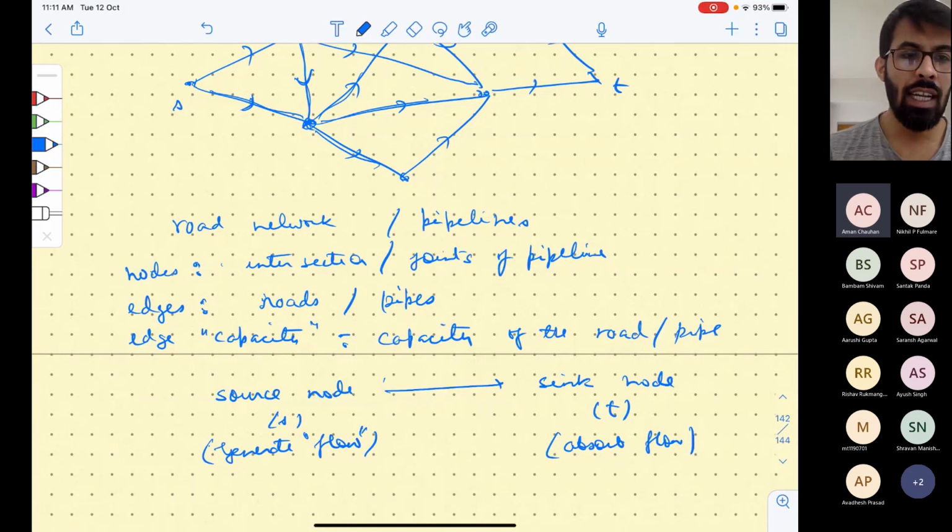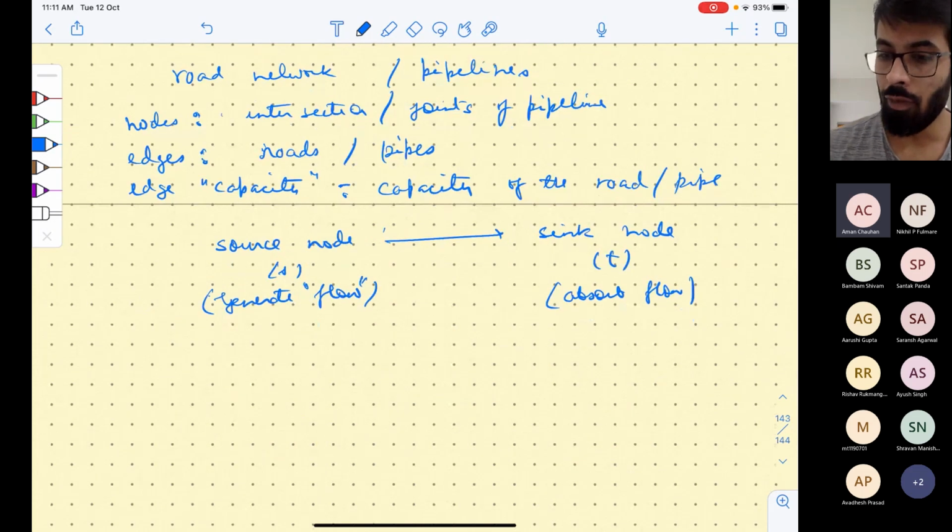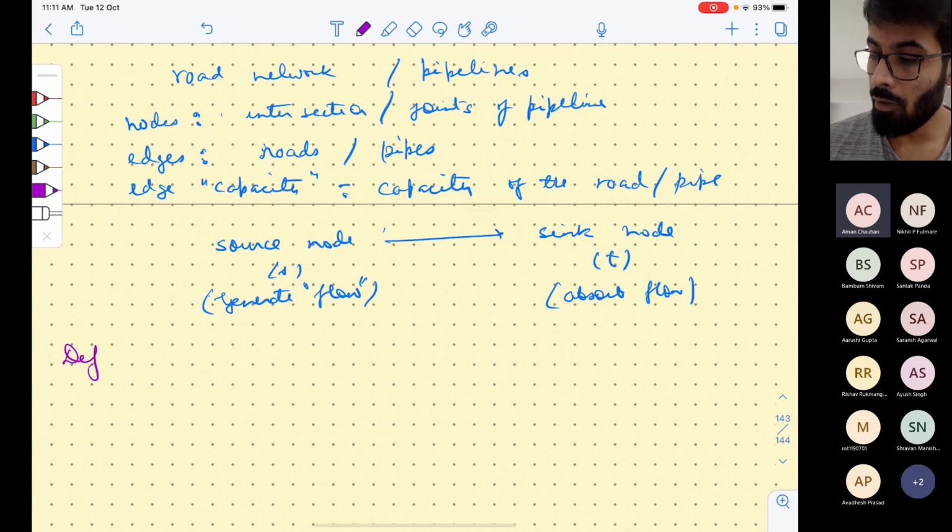So this is the very rough high level idea of what we'll be doing, but we'll be coming to everything formally now. What are these things and how do we define them very formally? Okay, so let's define what a flow network is first. So, definition of a flow network.